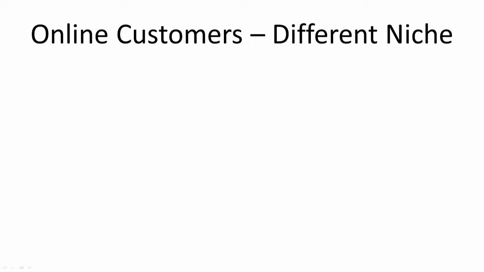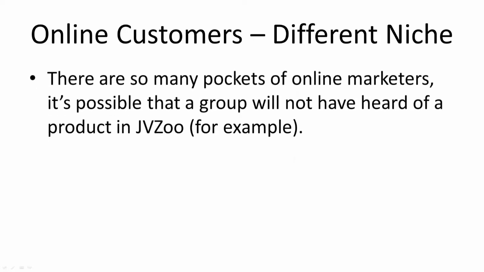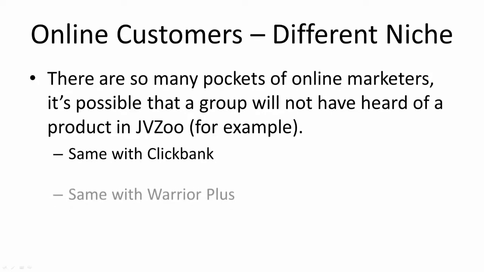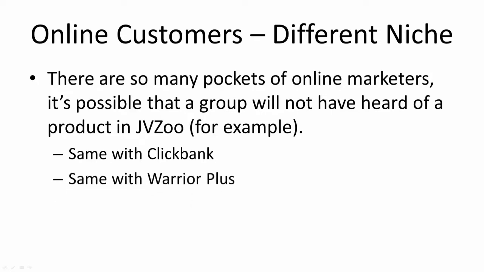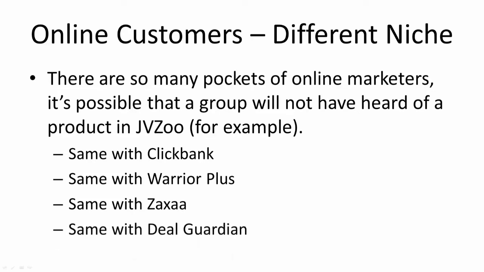Now, you are going to have online customers in different niches, and sometimes there are different pockets of online marketers that may not have heard of a particular product in a marketplace, like for instance, JVZoo. They're going to be people who have operated in the ClickBank environment, but who haven't heard of anything in JVZoo. Or maybe they were operating in the Warrior Plus environment. Maybe they were operating in the Zaxa environment, and all these are affiliate networks. Maybe they were operating in the Deal Guardian network, and again, they may not have heard of a particular product in a particular area, and so this will be relevant to them.